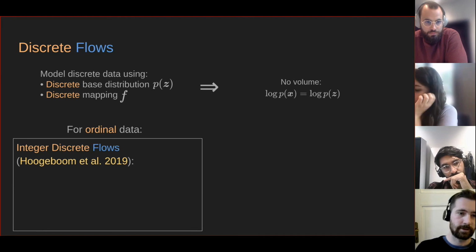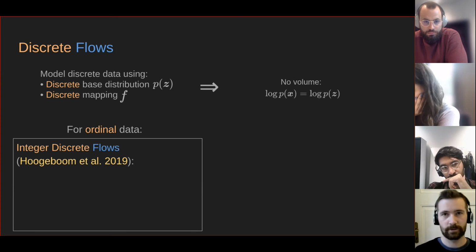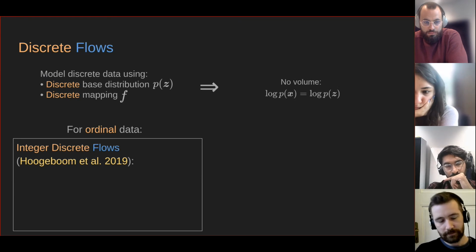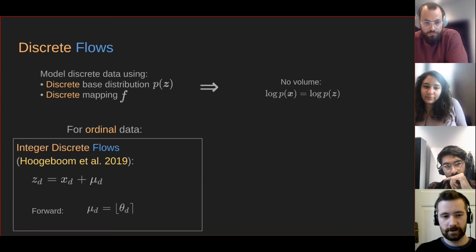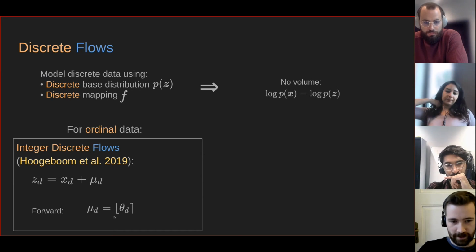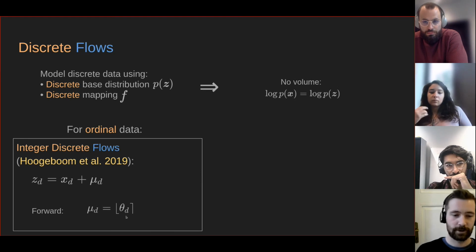The first, which is most natural for ordinal data like images, audio, etc., is Integer Discrete Flows by Hoogeboom et al. They use a coupling flow, where each dimension is transformed like this. If everything was continuous, this would be just an additive coupling layer. But different from the continuous case, X is an integer, Z is an integer, and this mu will also be an integer. That is enforced by using a rounding operation on this theta, and this theta is output by a neural network.